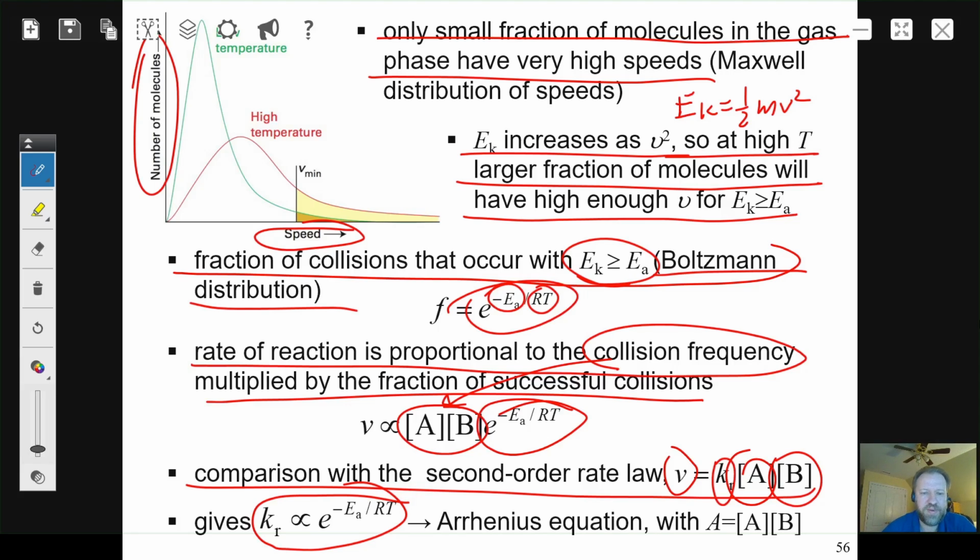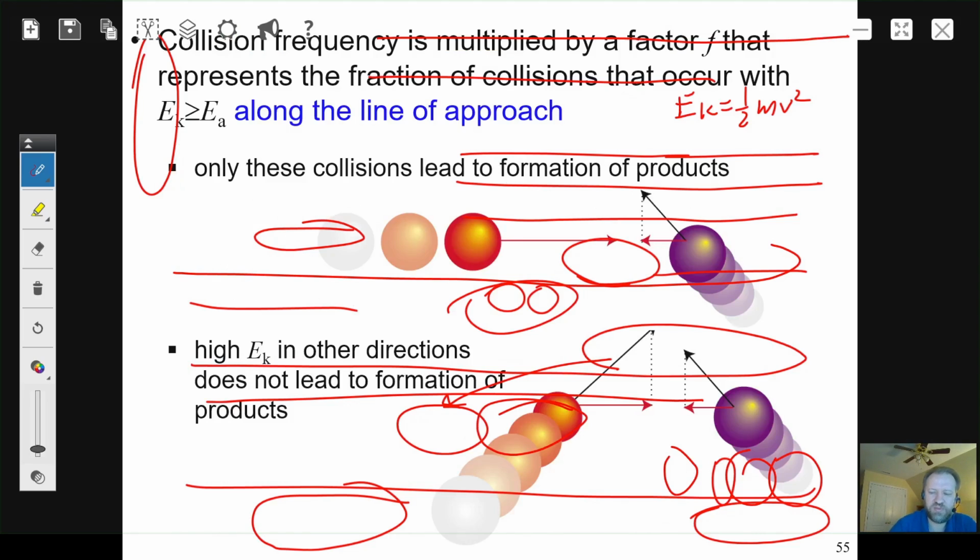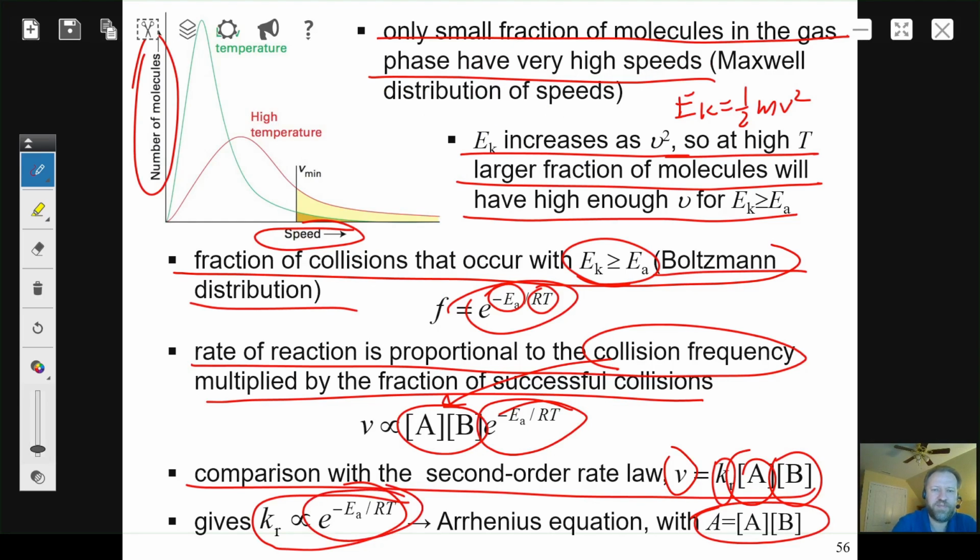which is the pre-exponential factor or frequency factor, equal to the collision frequency, and the rate constant is going to be proportional to the Boltzmann factor.